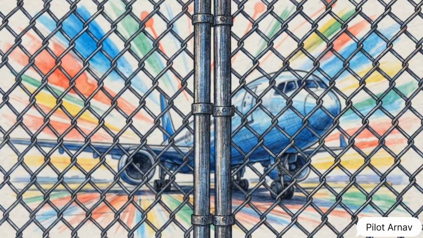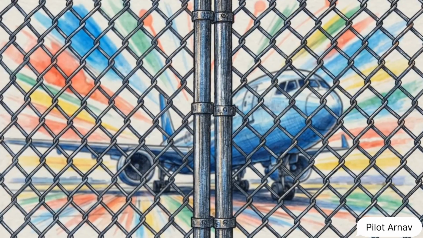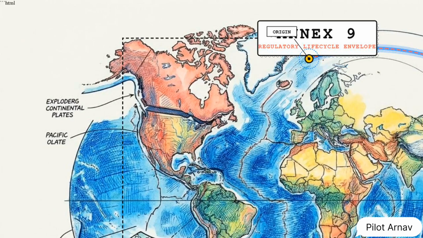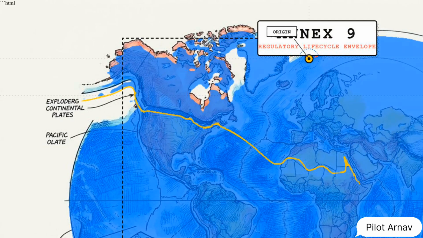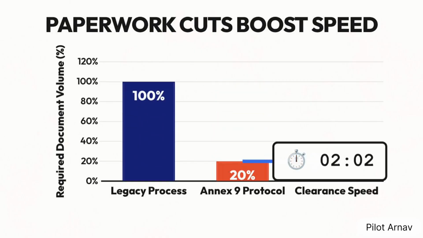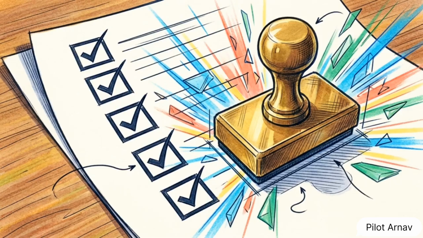Missing them turns expedience into an immediate regulatory grounding. From the strict definitions of lading on the tarmac to the rigid countdowns of customs clearance, Annex 9 governs the entire operational life cycle of an international flight. It operates on a dual mandate, aggressively minimizing paperwork to maximize speed, while enforcing precise terminology to guarantee legal compliance.